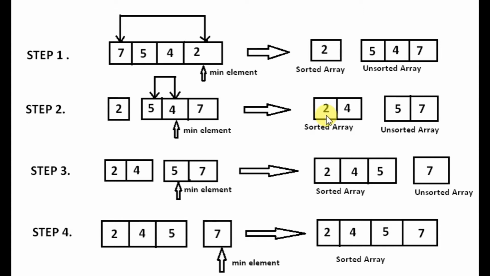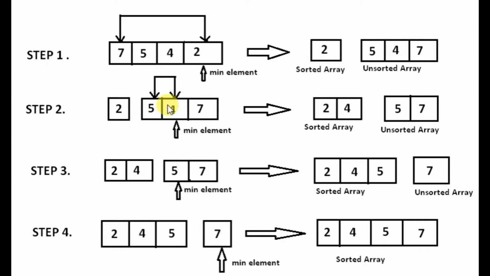Suppose we have four numbers. Here it is 7, 5, 4, 2. Now we will compare 7 with all the other three numbers, which will be 7, then 5, then 4, then 2. Since 2 is the smallest, we will sort it at the first position, so it goes in our sorted array as 2, and the rest three will be in the unsorted array.